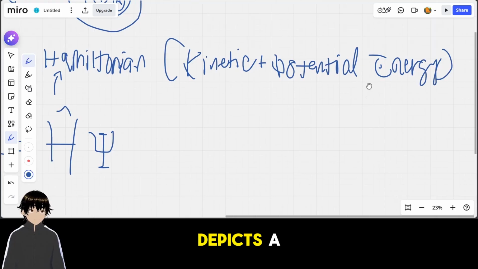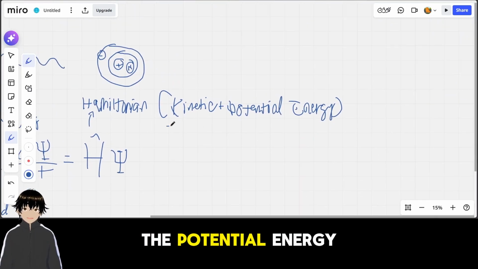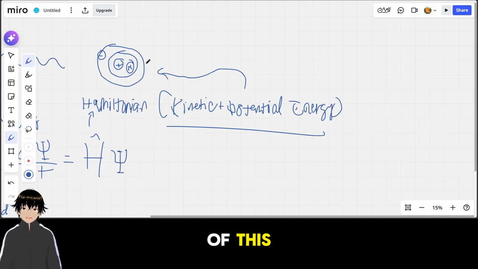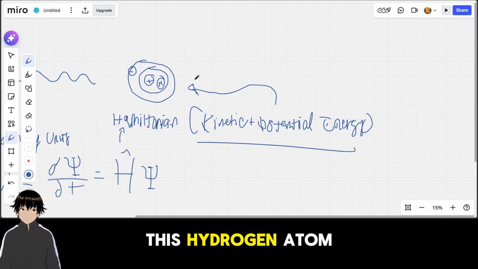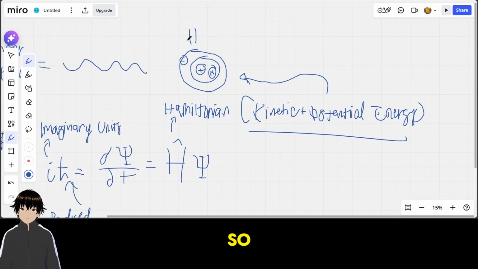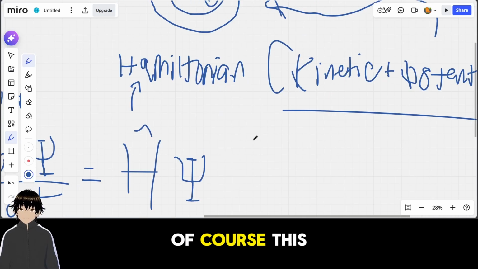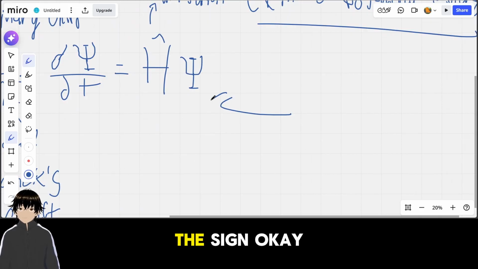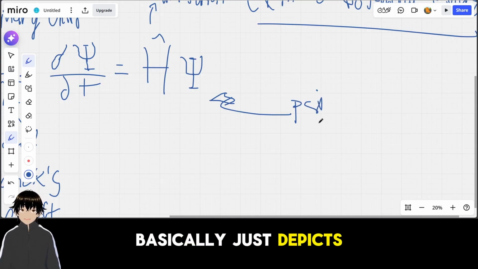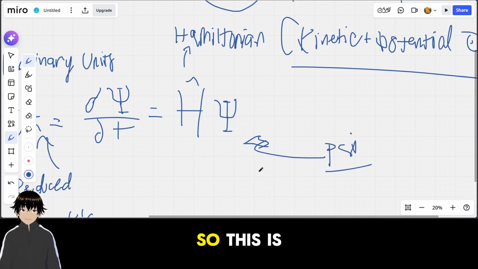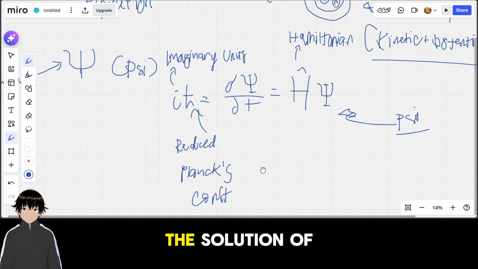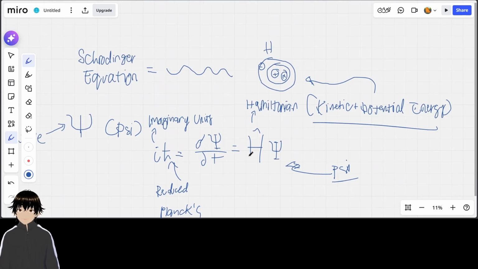This all depicts the potential energy and the kinetic energy of any given particle, let's say the electron in this hydrogen atom. And of course this is the psi sign, which basically depicts the waves. So Hamiltonian times psi, I believe. So this is going to be the Schrodinger equation.